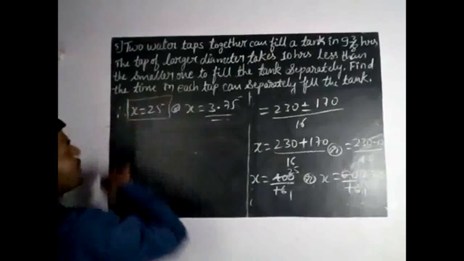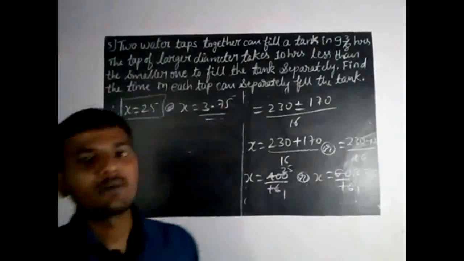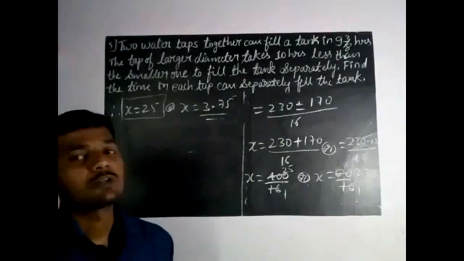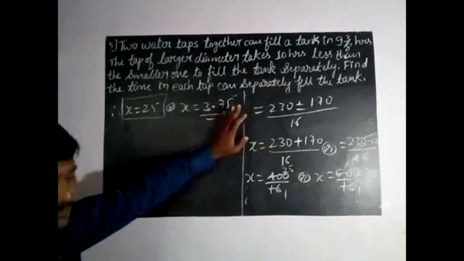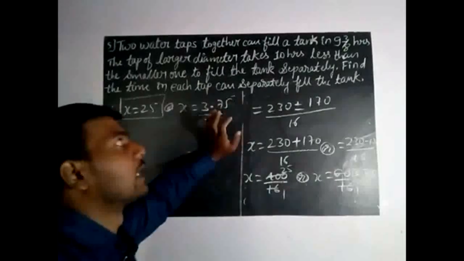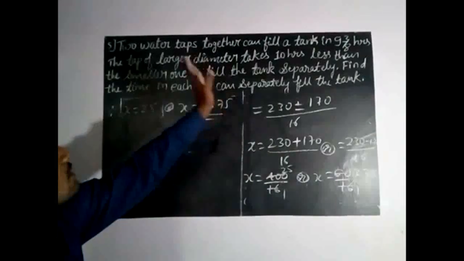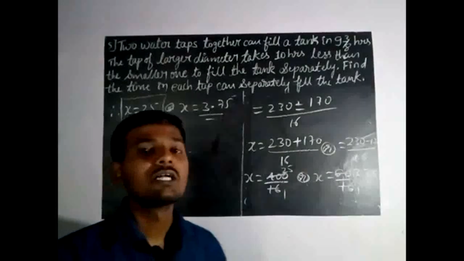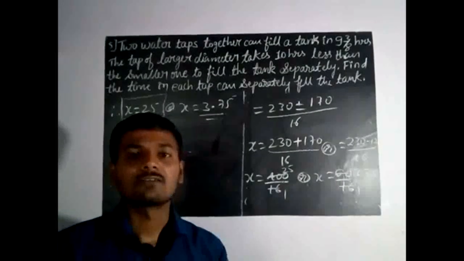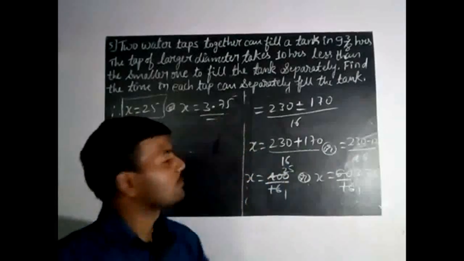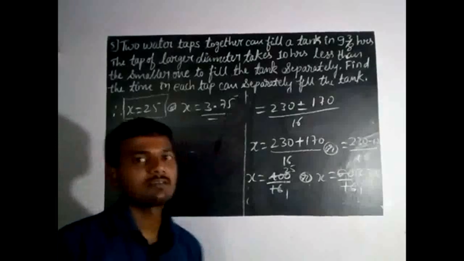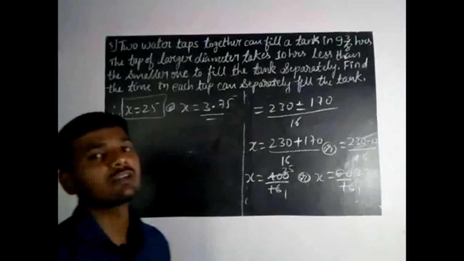Here, if you take x is equal to 3.75 hours, that means the time taken by the smaller tap will be 3.75. Then the time taken by the larger tap comes out negative. So logically it is not possible. So we should not take x is equal to 3.75 as a root. We have to consider here only x is equal to 25.